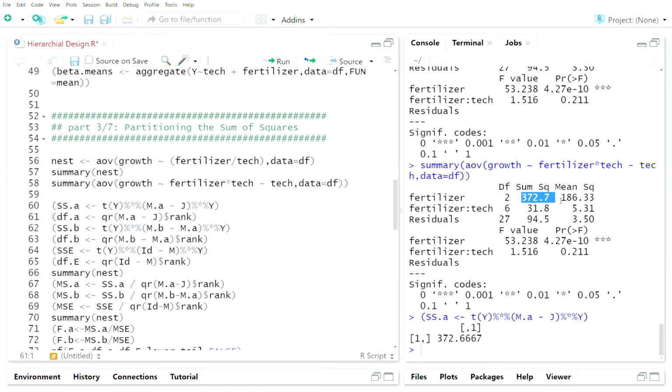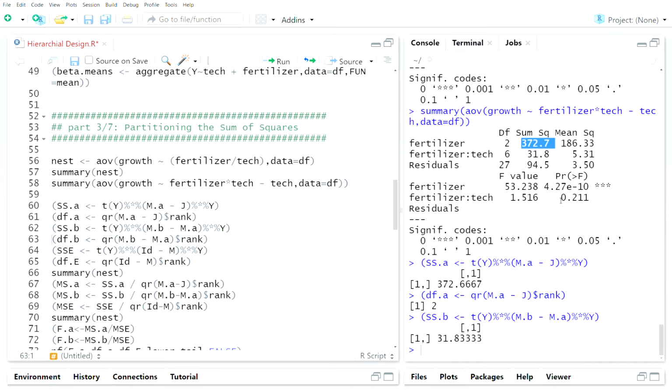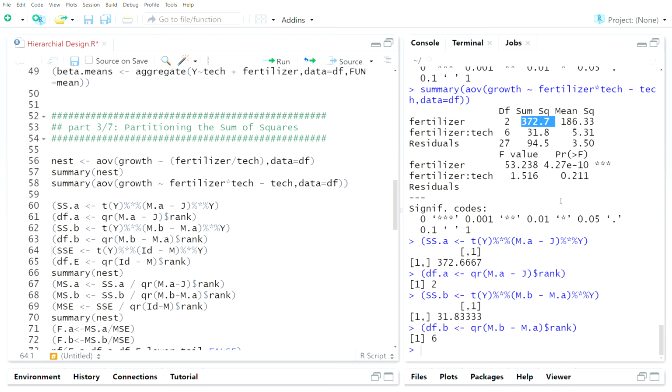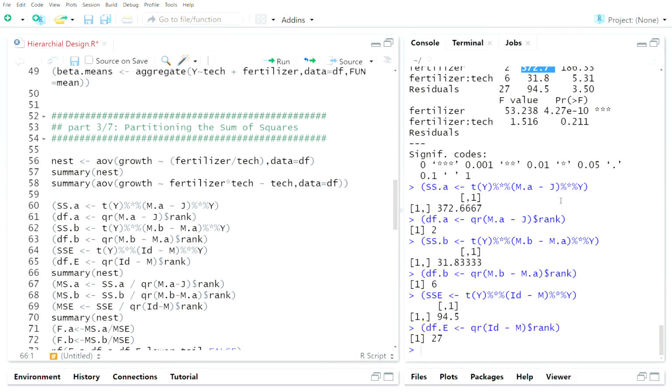The degrees of freedom was the rank associated with that, so it should be 2. Sum of squares for factor B, we should get 31.8, and we do. Degrees of freedom is 6. Sum of squares for error is I minus M, and we get 94.5. Degrees of freedom was 27, the rank of that quadratic matrix in the middle there.